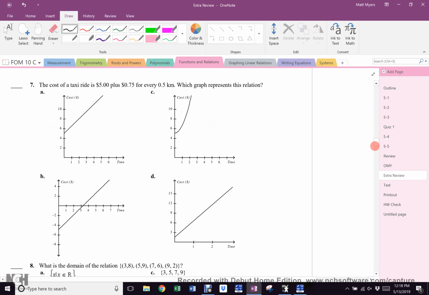Ooh. Which graph is that? Nathan says A. Do people corroborate? Is it A? It's absolutely A, because at 0 time you pay $5. And then you go up 75 cents every kilometer. Right? Okay, so it's A.